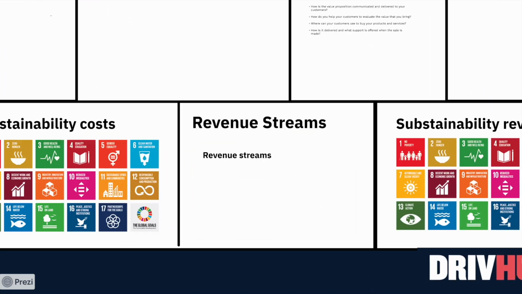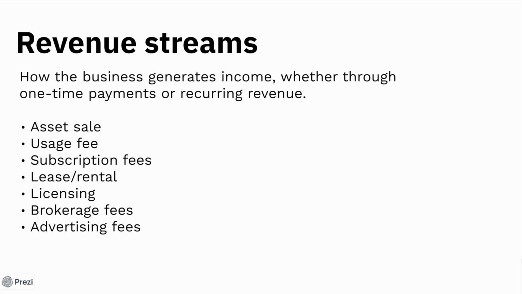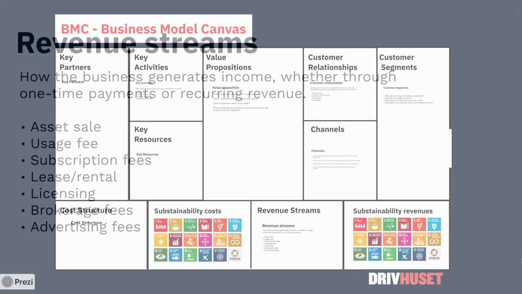The next block is revenue streams. When it comes to revenue streams, it's important to think about how the business generates income, whether through one-time payments or recurring revenue. This could be through asset sale, usage fee, subscription fees, or maybe lease or rental, licensing, brokerage fees, or advertising fees.